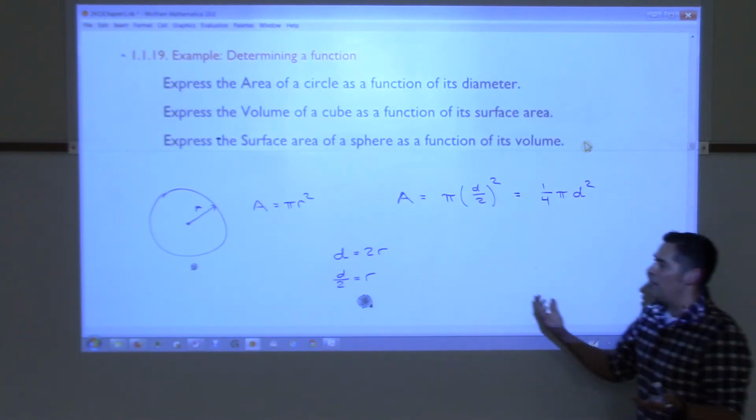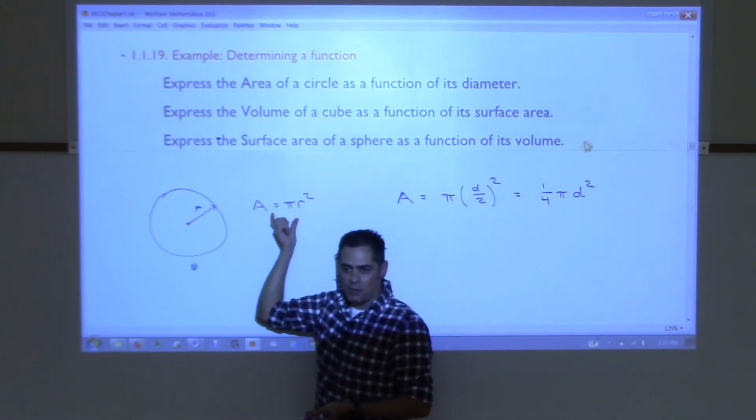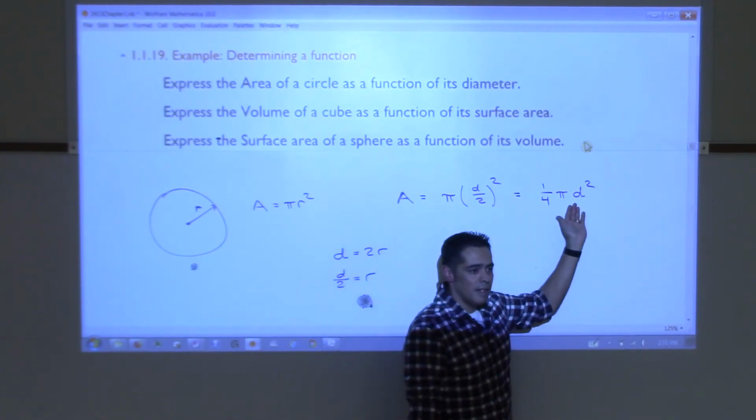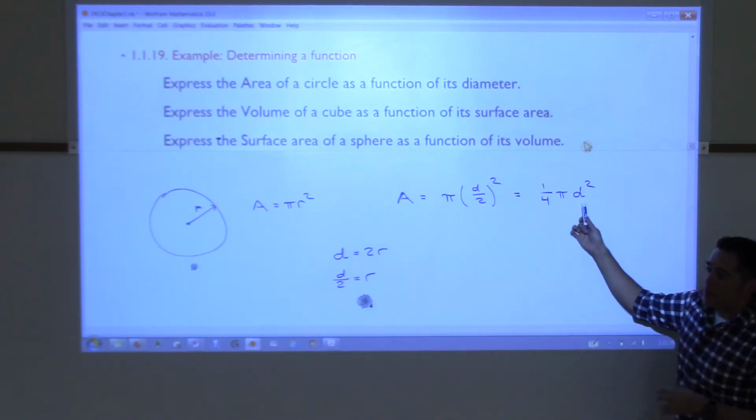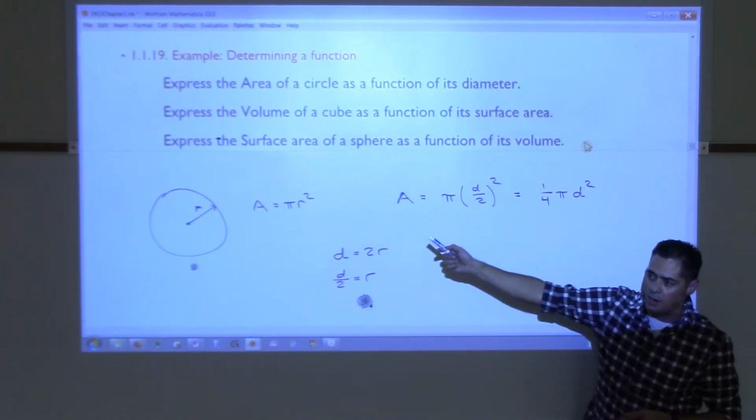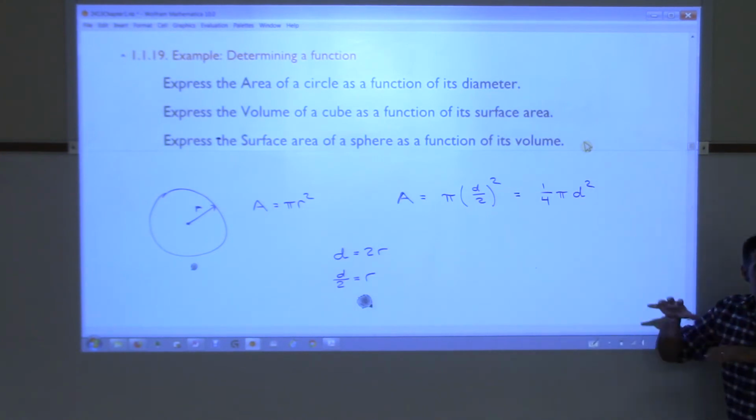Now that's not the one that's sitting in the textbook. This is the one in the textbook, right? But this one could very well have been in the textbook also. It's the same thing, all right? This one's better if we know the diameter, right? That one's better if we know the radius. Does that make sense how we did that? Okay, now let's look at the next one.